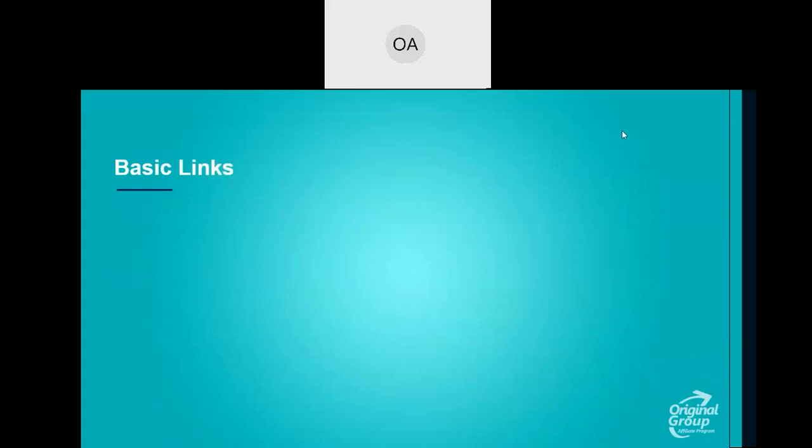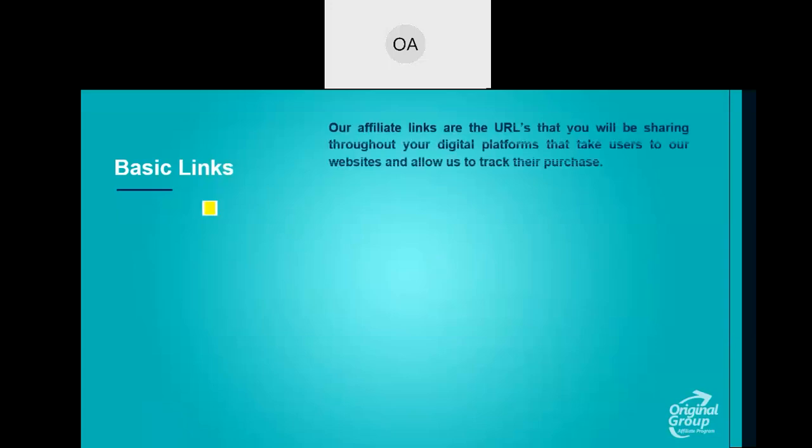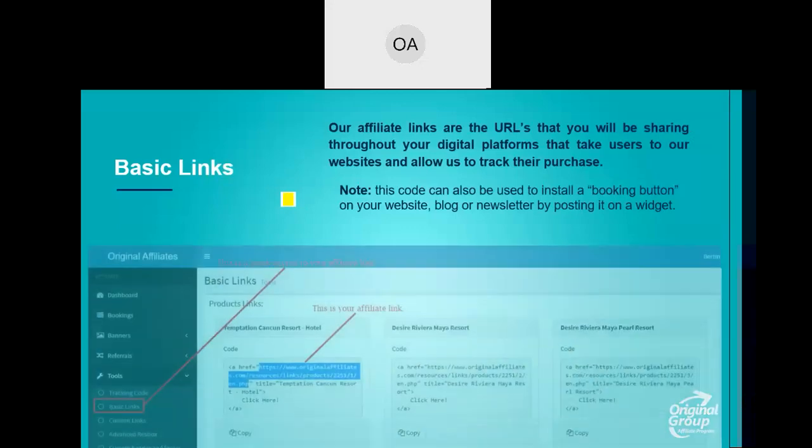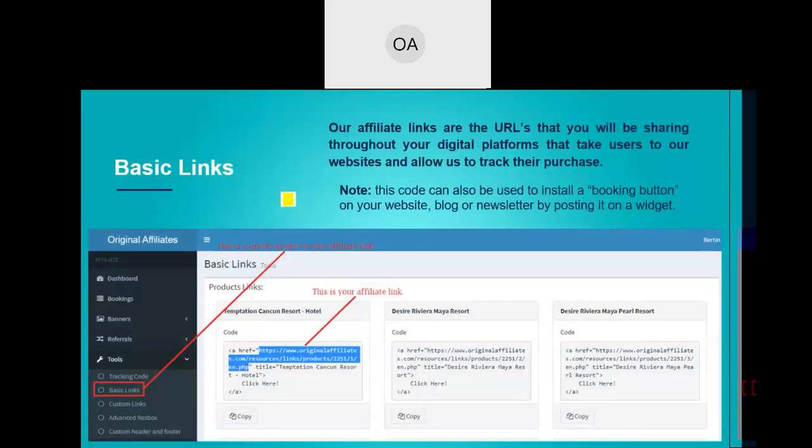Now, these would be your basic links. And your basic links can obviously be found in the tools section. And that's where the tracking code and the custom links can also be found. So there's a section for the banners exclusively, and then there's the tools section, which has your basic links option. And these basic links can also be turned into a click here or a booking button.